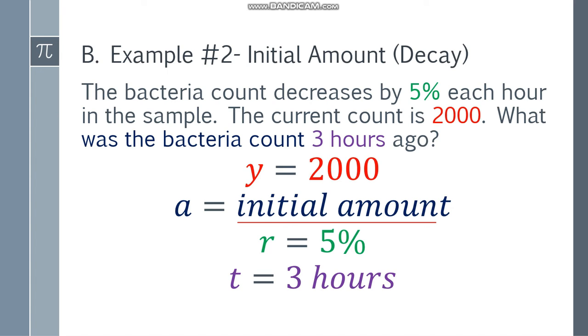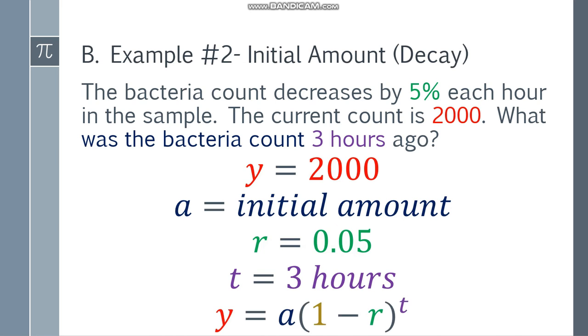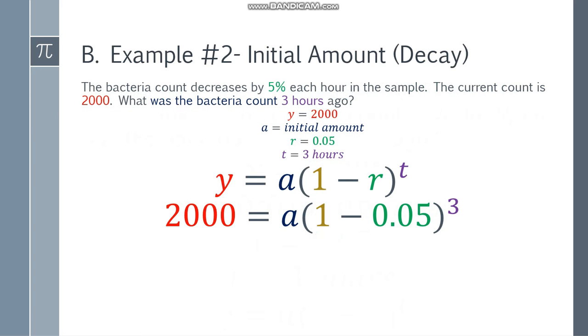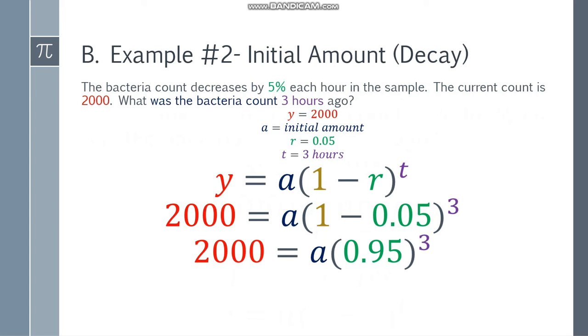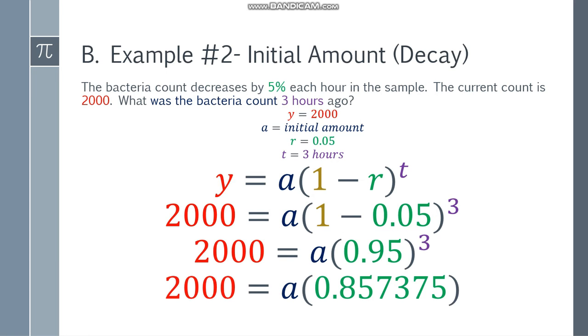Since we already have the given, let's change the rate, the percent, to decimal form. So 5%, that will be 0.05. And place the formula. Y is equal to A times the quantity 1 minus R to the T power. Let's substitute the values. So that will be 2000 is equal to A times the quantity 1 minus 0.05 to the third power. And let's simplify it further. 0.95 here. Now, cube it. So that will be 0.857375. Divide both sides by 0.857375.